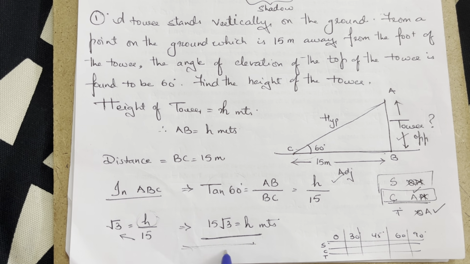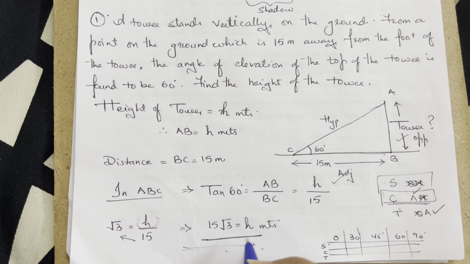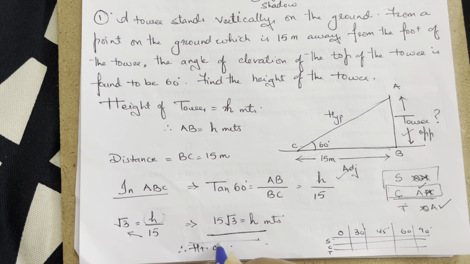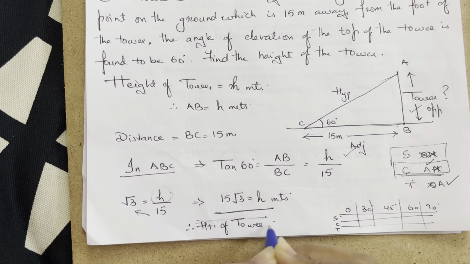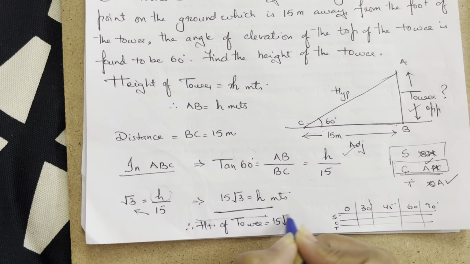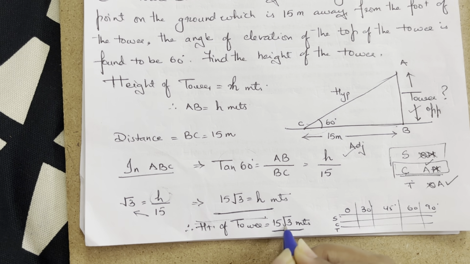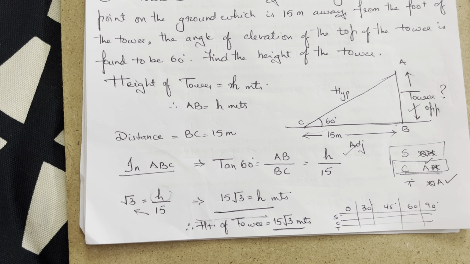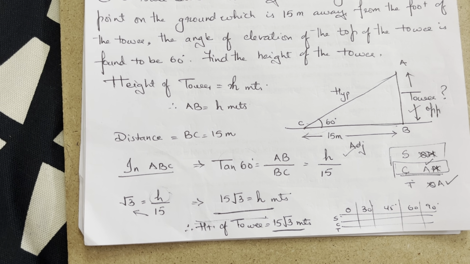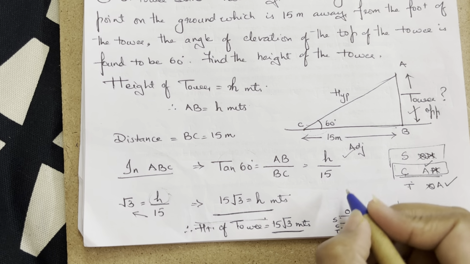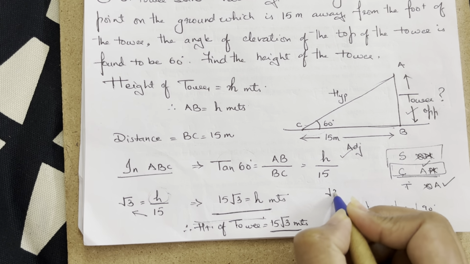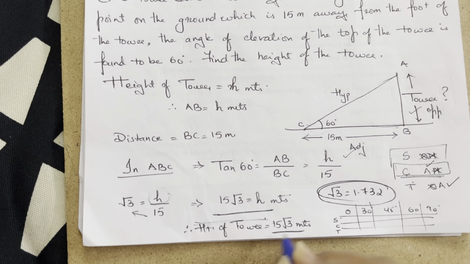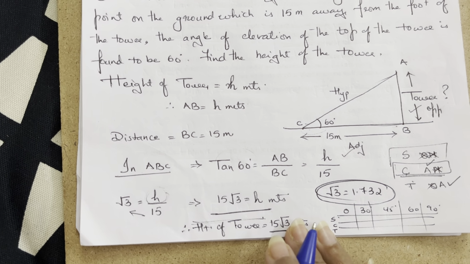Okay, so this is the height of the tower that was asked to me to find out, and I'm going to write height of the tower. Therefore height of tower is equal to 15 root 3 meters. Just leave it like that itself. You're not going to rationalize it, you're not going to do anything, you're just going to leave it like that. If there come some questions wherein they will ask you to take or consider root 3 as 1.732 or something, okay, but since it is not asked here, just leave it like that itself.